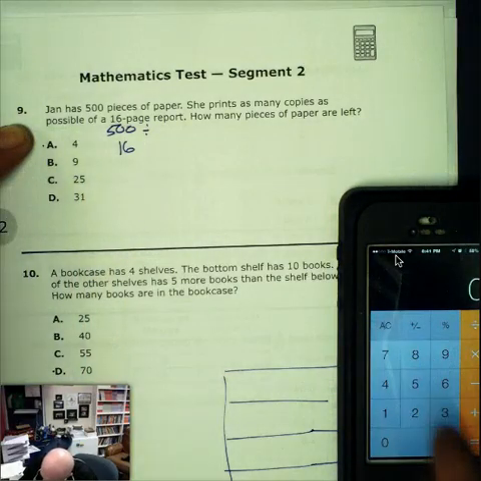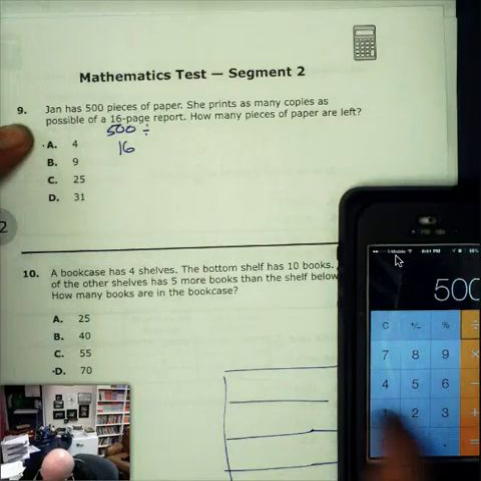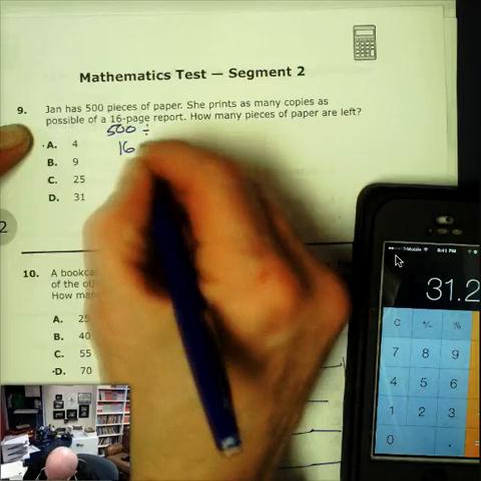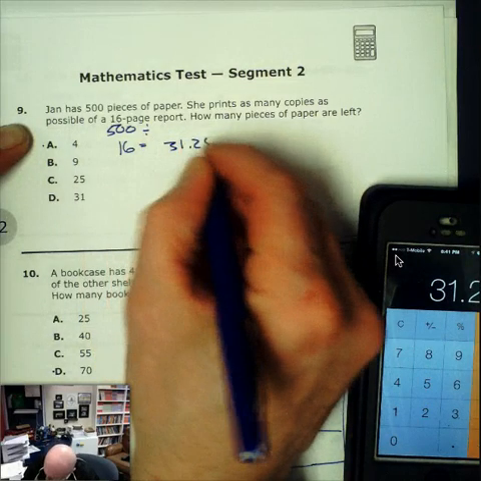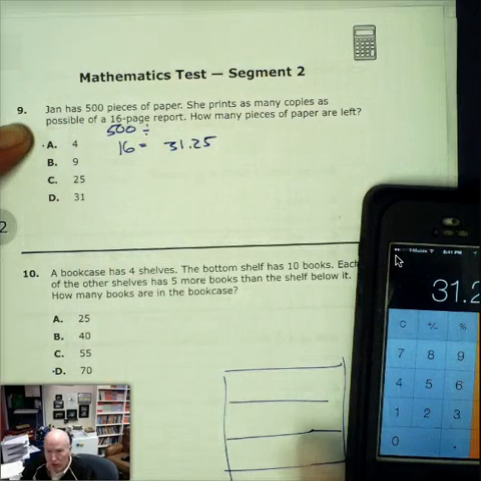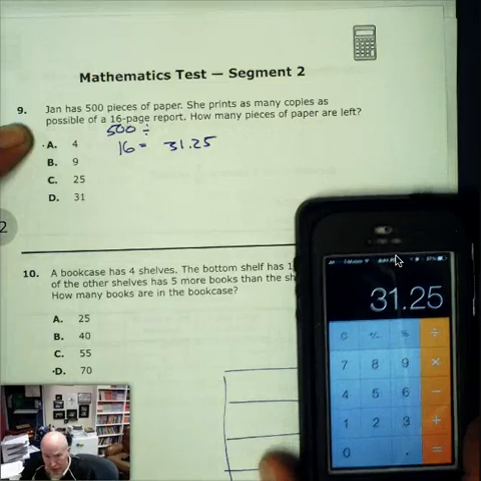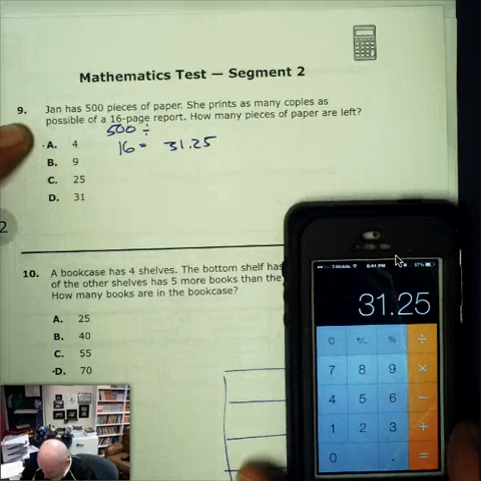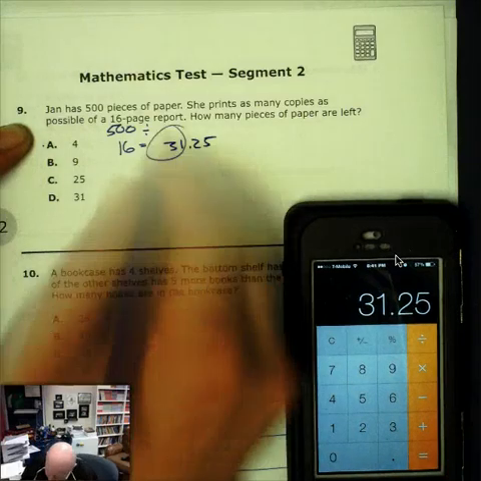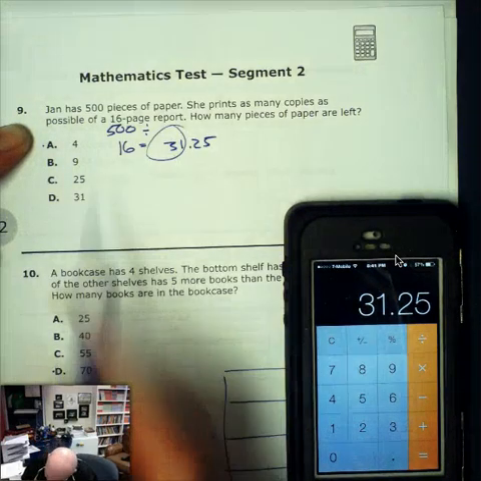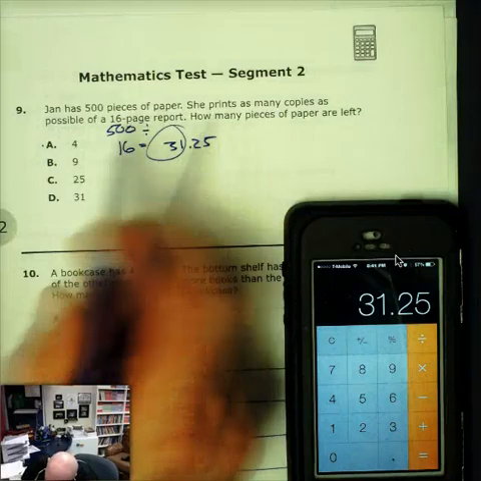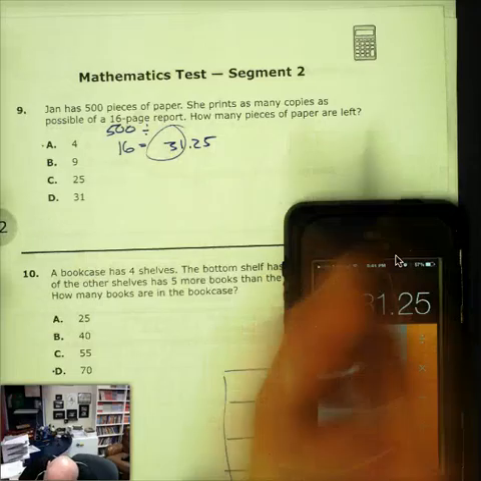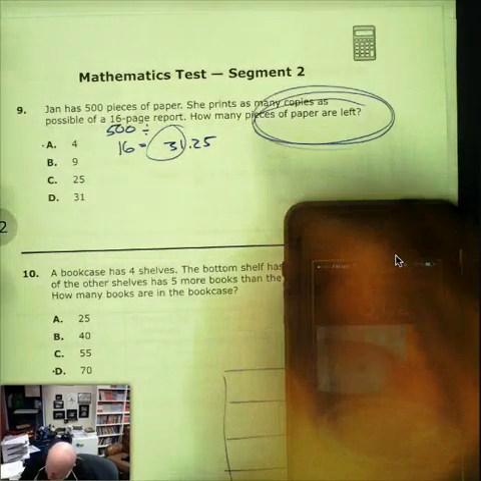So 500 divided by 16 pages for each report. It looks like she could write equals 31.25 reports. So she can't print out 32 of them, but she can print out 31.25, or 31 and 1/4. So it's 31 total reports. Now let's get back to that question. She prints as many copies as possible of the 16-page report. How many pieces of paper are left?